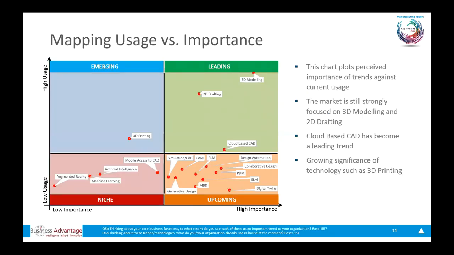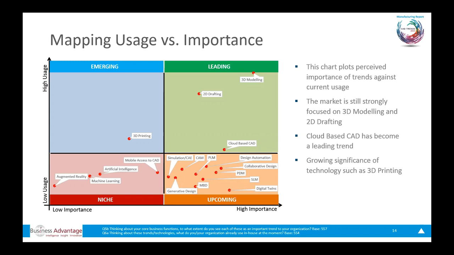This matrix shows the correlation between current usage and the importance ranking of key trends. And as you can see, we've split this matrix into 4 quadrants. The top right quadrant shows high usage and high importance, and we're calling this quadrant leading trends. As you can see, there are only 3 trends, and for years, 2D drafting and 3D modeling have been of high importance and obviously high usage. But interestingly, this year, we see that cloud-based CAD has become a member of the leading quadrant.